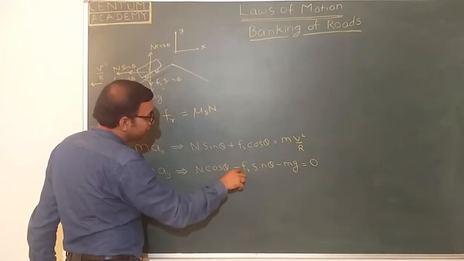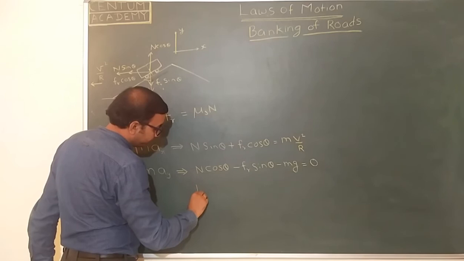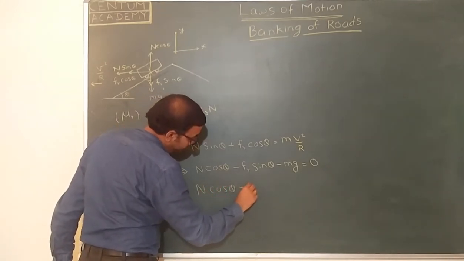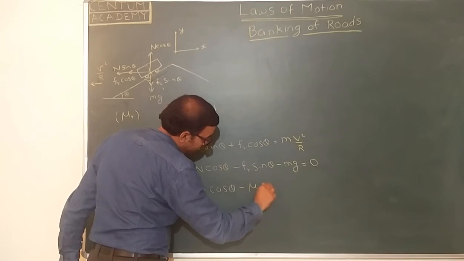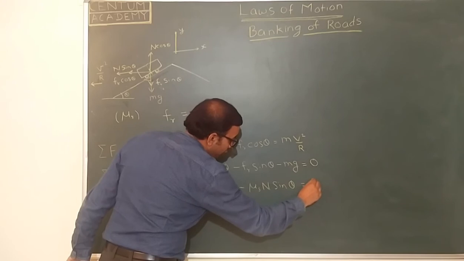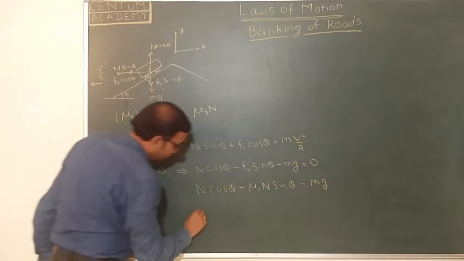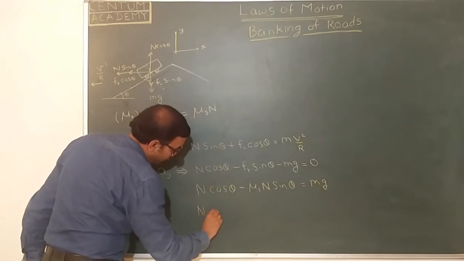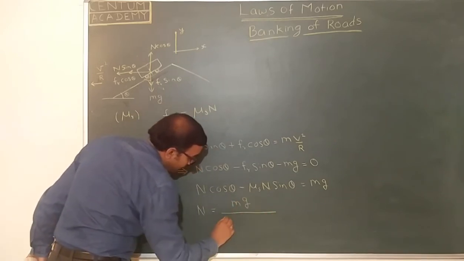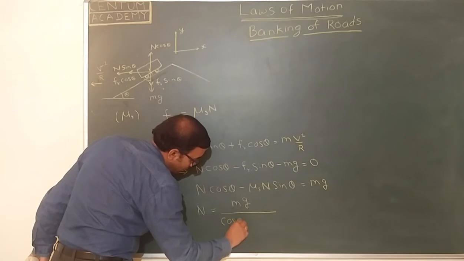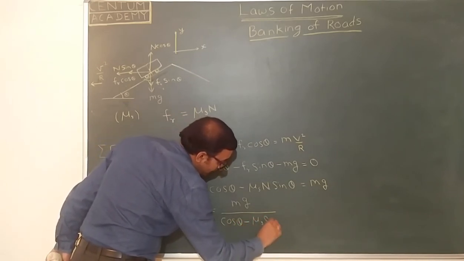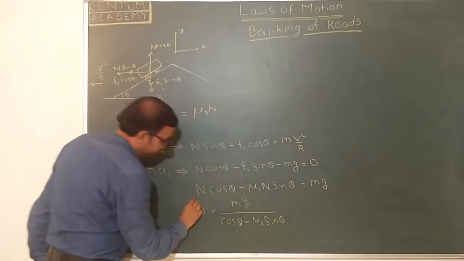So when I substitute friction as mu s times n, I'll get n cos theta minus mu s times n sin theta equals mg. This will give me normal force as mg divided by cos theta minus mu s sin theta.